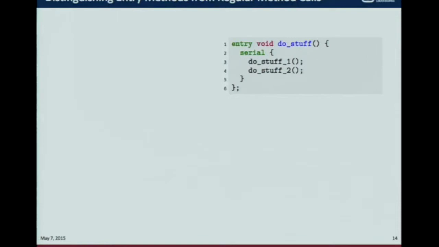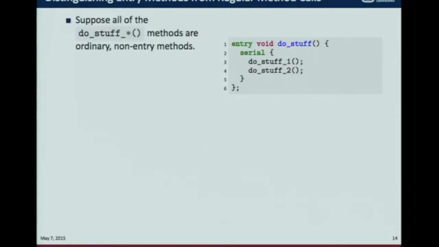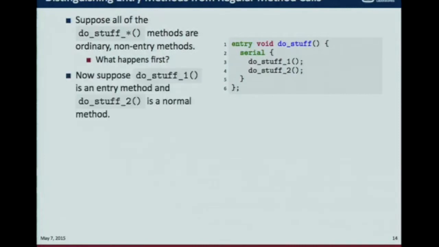Okay, so another issue we had that led to some significant debugging sessions: distinguishing entry methods from regular methods. So if we have these entry methods in a CI file somewhere as do stuff 1 and do stuff 2, if both of them are regular non-entry methods, then, well, what happens first? Well, do stuff 1 happens, and then comes back, and do stuff 2 happens. Now suppose do stuff 1 is an entry method, and do stuff 2 is a normal method. Well, do stuff 1 gets dispatched as a message, and immediately returns, and do stuff 2 happens.